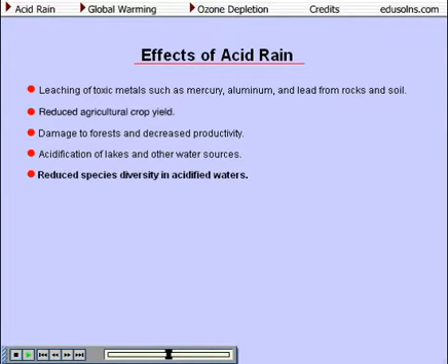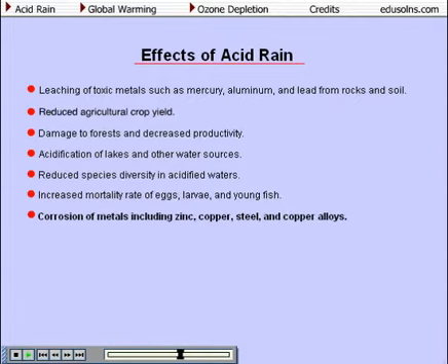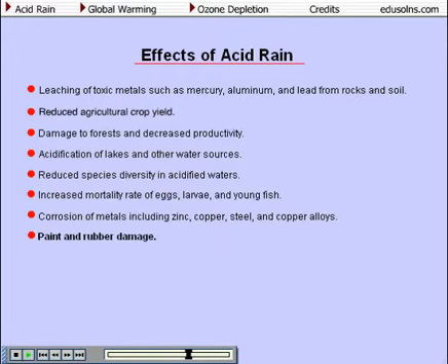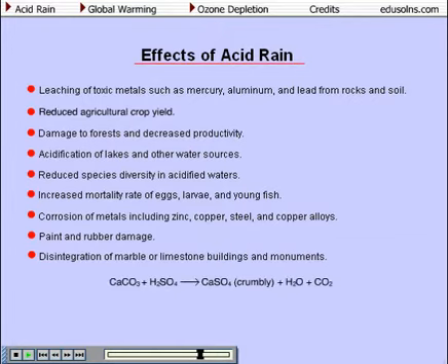in acidified waters, increased mortality rate of eggs, larvae, and young fish, the corrosion of metals including zinc, copper, steel, and copper alloys, paint and rubber damage, and disintegration of marble or limestone buildings and monuments. This last process occurs when sulfuric acid attacks calcium carbonate, composing marble or limestone, to form calcium sulfate, a crumbly, slightly soluble material.